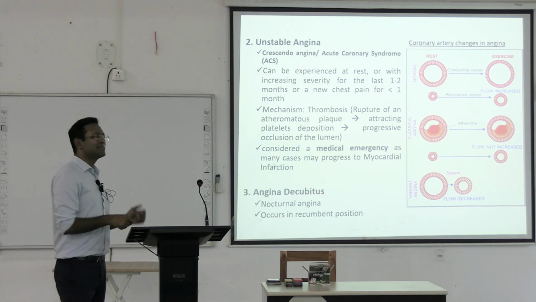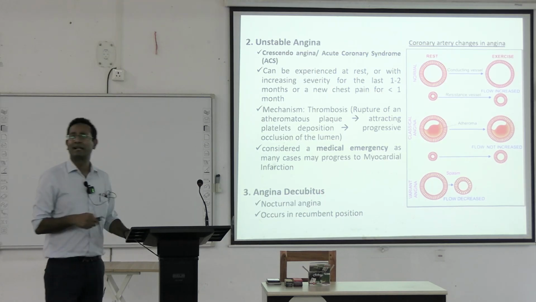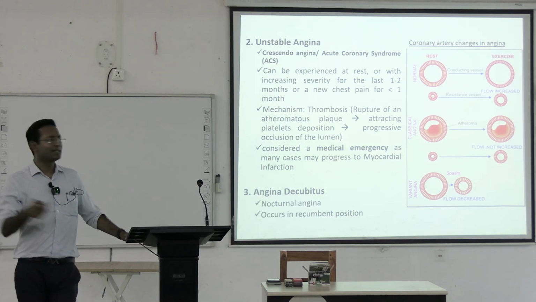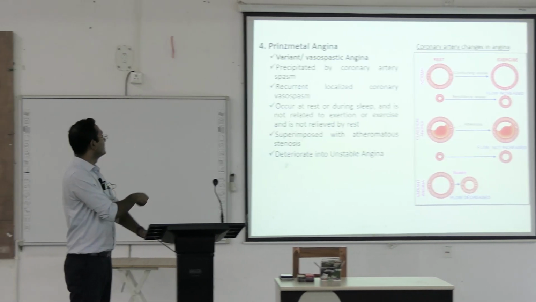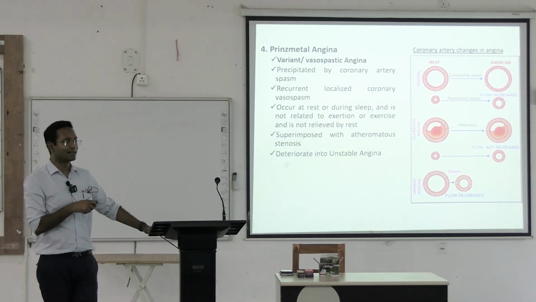Angina decubitus is another mild form. It's generally a nocturnal angina, occurs in recumbent position. It's not very much important. It's actually the fourth type. The third type is Prinzmetal's angina, or variant or vasospastic angina.